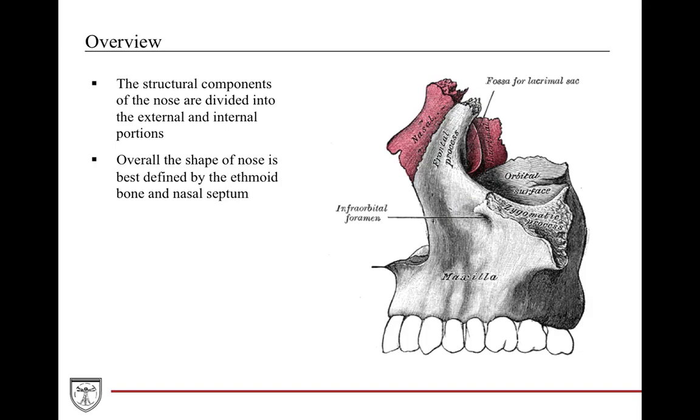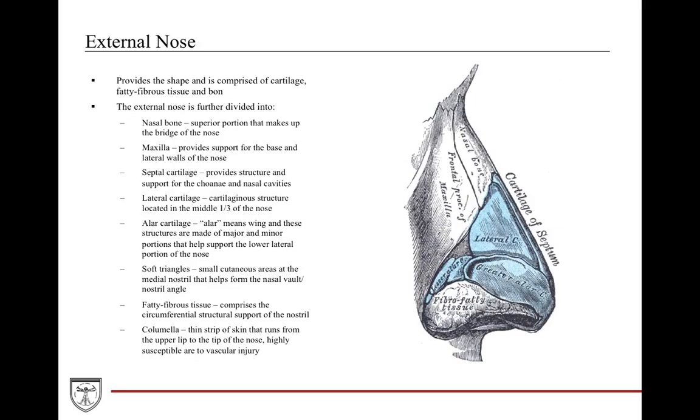So the nose is divided into pretty much 2 different areas, the external and internal portions. And the overall shape of the nose is best defined by the ethmoid bone and the nasal septum. So when people have larger noses or smaller noses, it's usually because of that nasal septum, that bony portion on the top between their eyes, and that cartilaginous structure, that dorsum of their nose, that helps define what their nose looks like. So the external nose provides that shape. It's composed of cartilage, and fibrous fatty structures. It's also composed of bone.